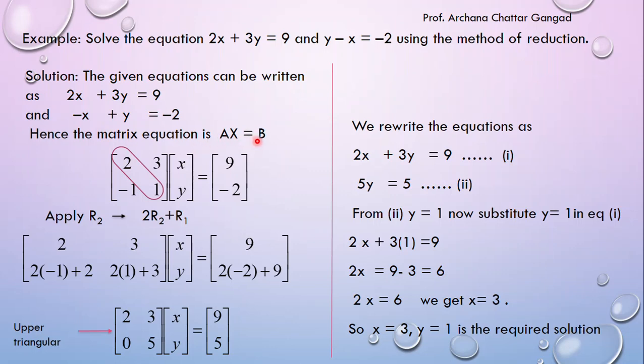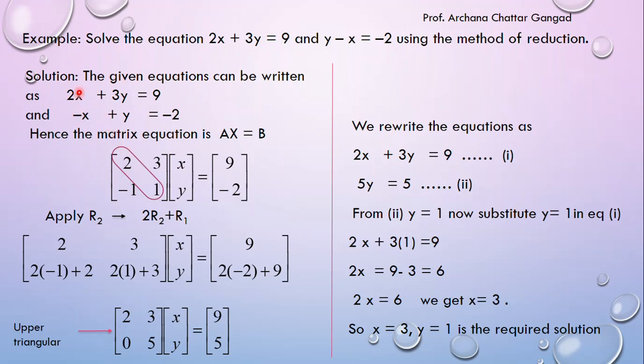What is our matrix equation? Ax is equal to b. Now A is a coefficient matrix, as we know, X is a variable matrix and B is a constant matrix. So let's write for coefficient matrix in a first column. What we write here? The coefficient of X variable.